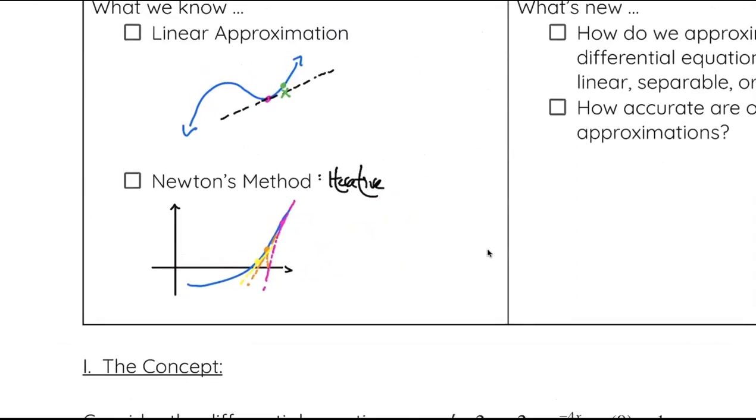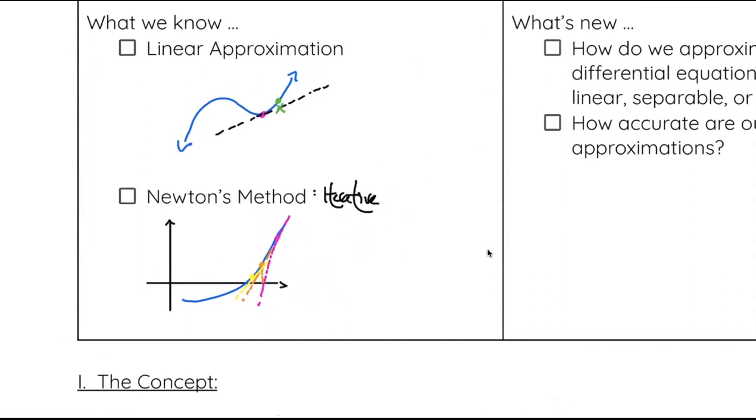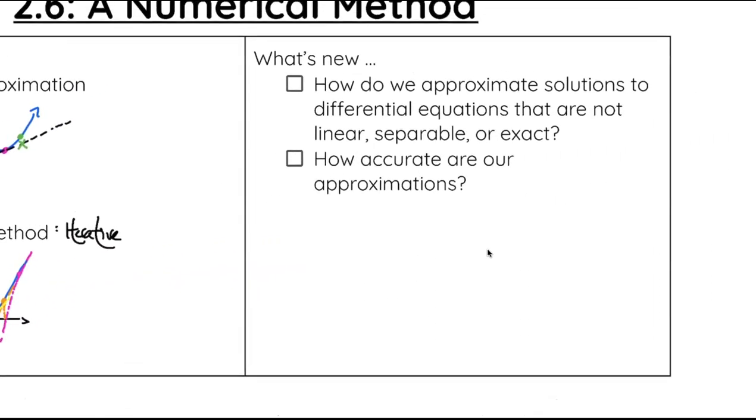So all that learning of derivatives and tangent lines in Calc 1 was really to set us up to say, one application is that we can use lines to help us approximate values on curves that might be harder to find, okay? So again, the difference here is in a linear approximation, we just choose one point, whereas in Newton's, we repeat the process multiple times, all right? And so what's new? Let's take a look at what we're going to look at in this section. So our question is, how do we approximate solutions to differential equations that are not linear, separable, or exact?